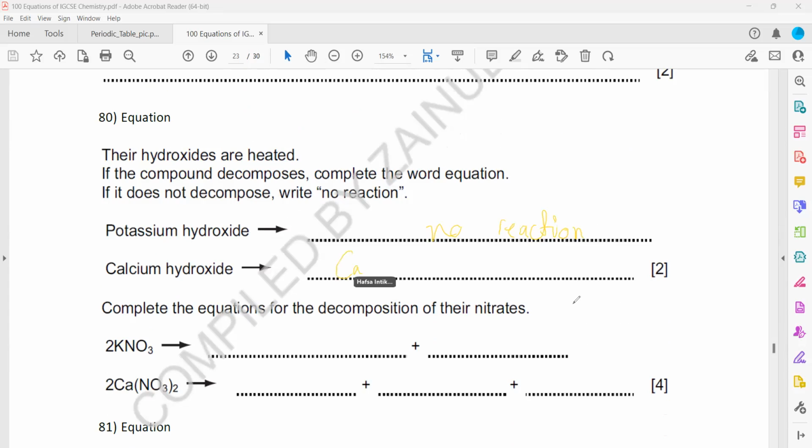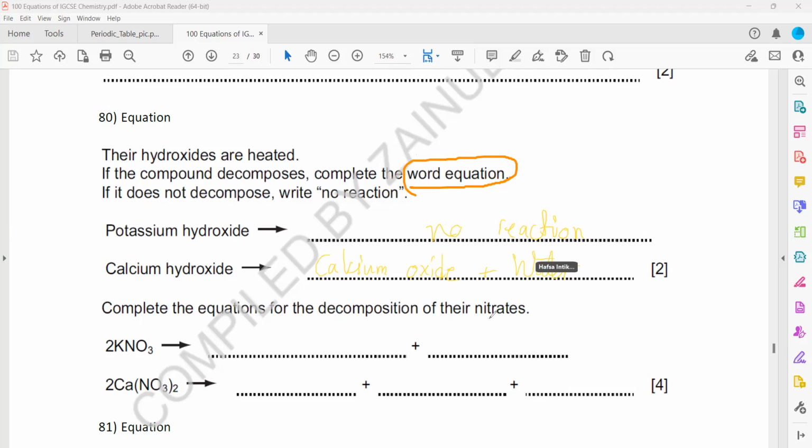A metal hydroxide on decomposition gives metal oxide plus water. You have to complete a word equation, so you have to write the words. These small things are important. When you read the question, if it was a symbol, then complete a symbolic equation. So calcium oxide plus water will be there as the product.